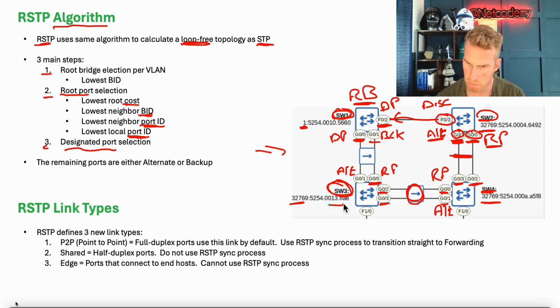On SW3, which one would become the designated port? It would be gig 02 because it's the lowest port ID, and here you would then have your backup port once again. And then finally on these two interfaces here, which one would be designated? It would be gig 02 because it's the lowest port ID, and gig 03 would become that backup. I know that got a bit messy there, but that's just how the algorithm works, and it does so in such a quick way.